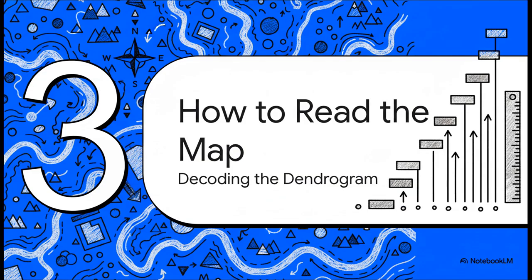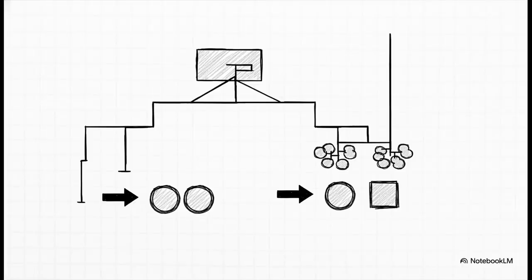Okay, so we've got our map, but like any map, it's pretty useless if you don't know how to read it. And the secret to reading a dendrogram isn't just looking at the branches, it's all about their height. Here's the key. The height of the horizontal lines tells you everything. A short connection way down at the bottom, that means those two items are super similar.